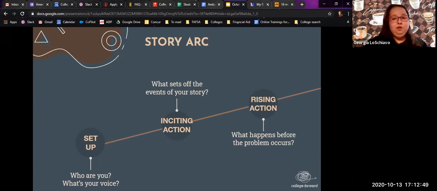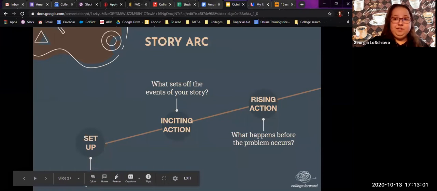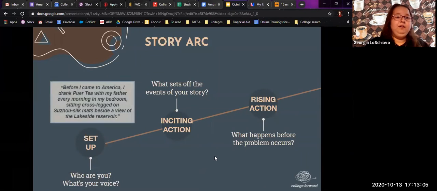When you're crafting a story arc, the first thing you want to do is a setup. You want to explain who you are and give the reader an idea of what your voice is. In our example essay, called Coffee Shops and Coffee, it starts out with the line, "Before I came to America, I drank pu'er tea with my father every morning in my bedroom, sitting cross-legged on Suzhou silk mats beside a view of the lakeside reservoir."